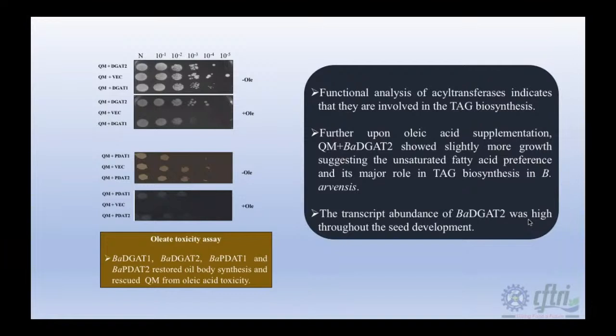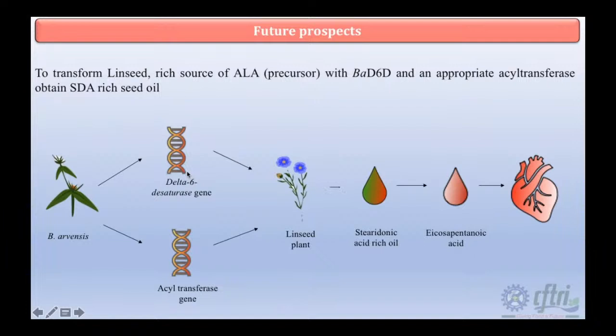Our future prospect is to transform linseed with a delta 6 desaturase gene and an acyl transferase, that is DGAT2, to linseed and obtain stearidonic acid rich oil. Thank you, sir.